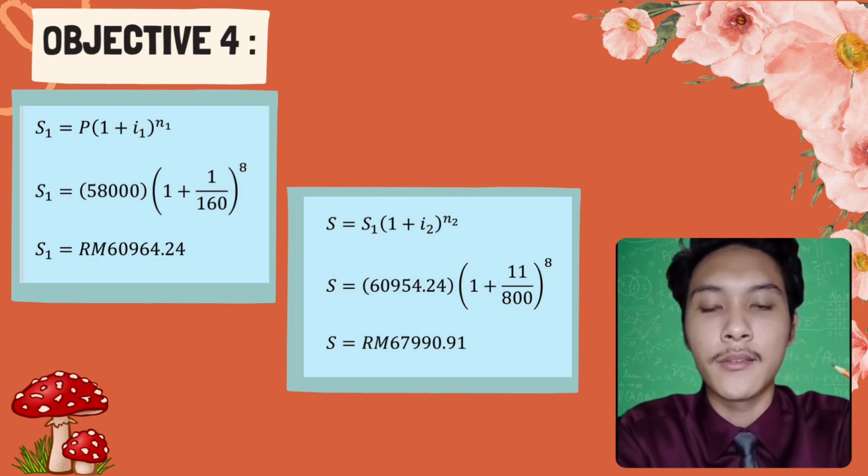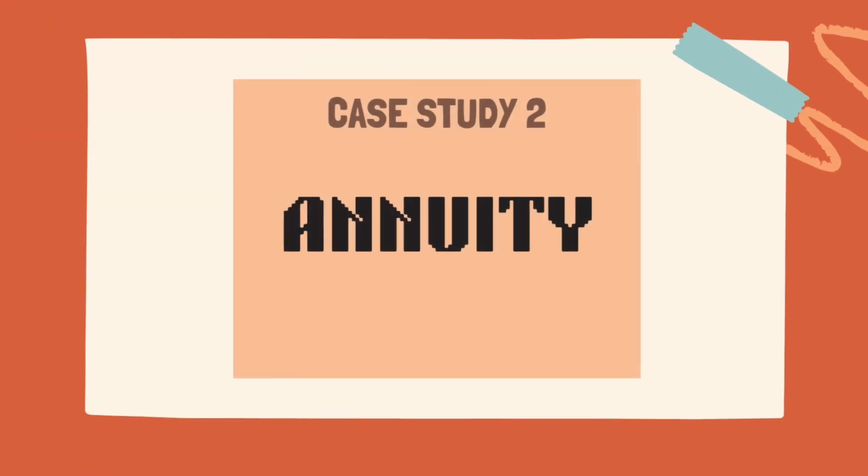After getting the answer for S1, we can now finally find S, using the formula S equals S1 (1 plus I2) to the power of N2. After substituting the information found earlier, we found that S equals 67,990 ringgit and 91 cents.